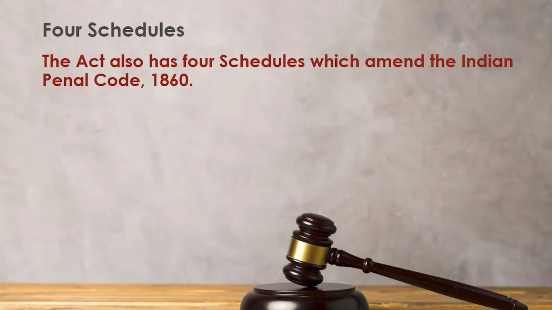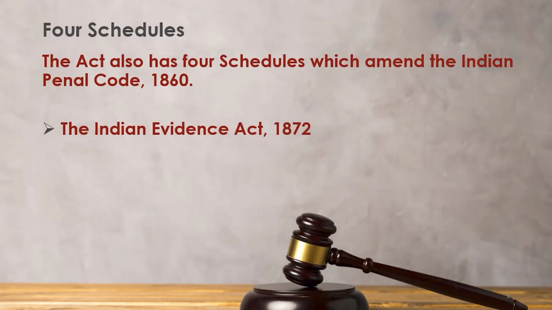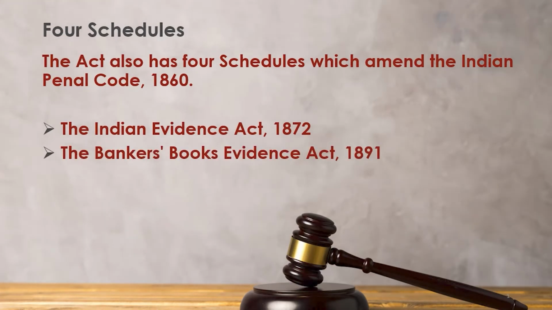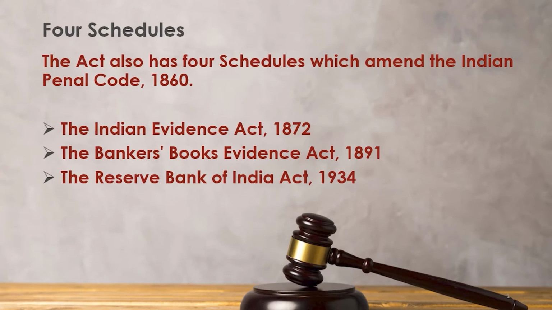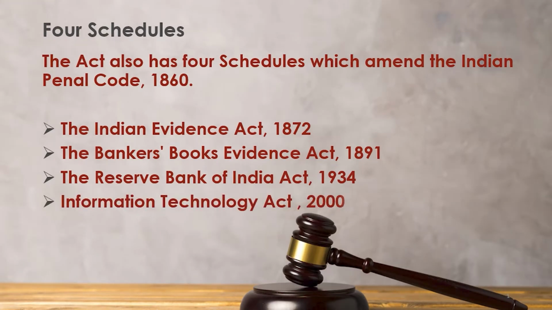The first schedule talks about corrections or amendments in the Indian Penal Code 1860, and the next schedule talks about the Indian Evidence Act 1872, then the Bankers Books Evidence Act 1891, Reserve Bank of India Act 1934. So, all these things have been given in the schedule of the Information Technology Act 2000.